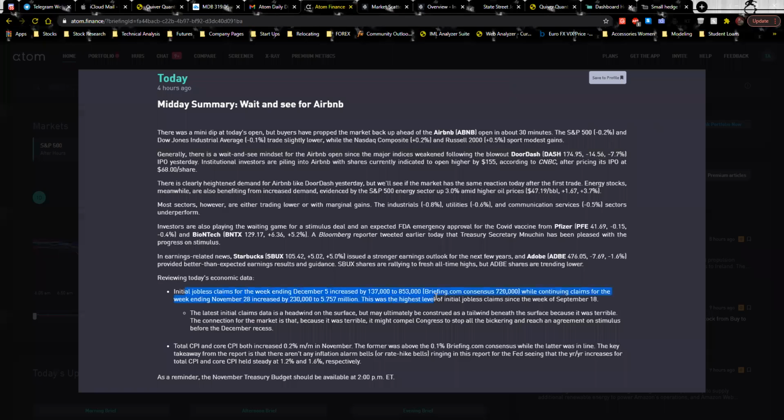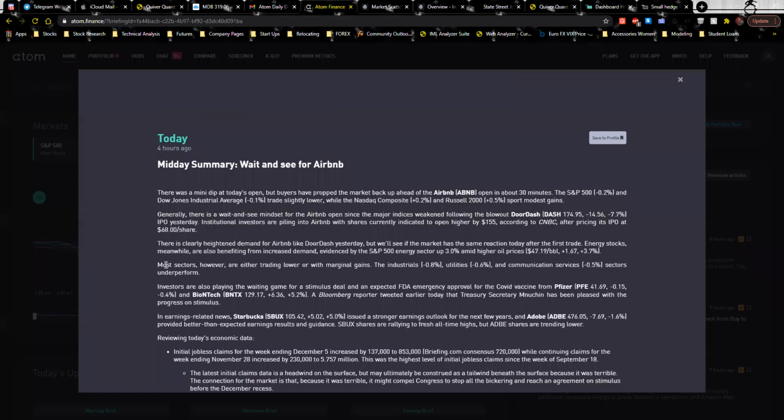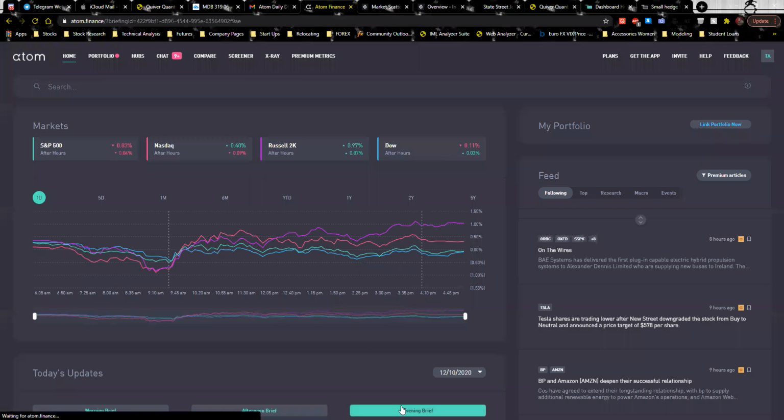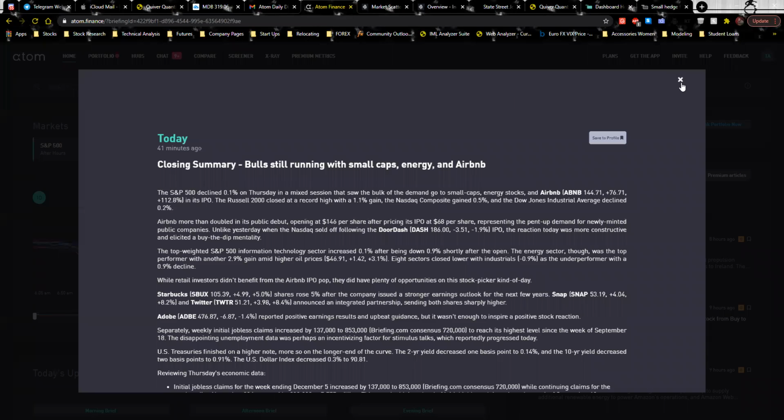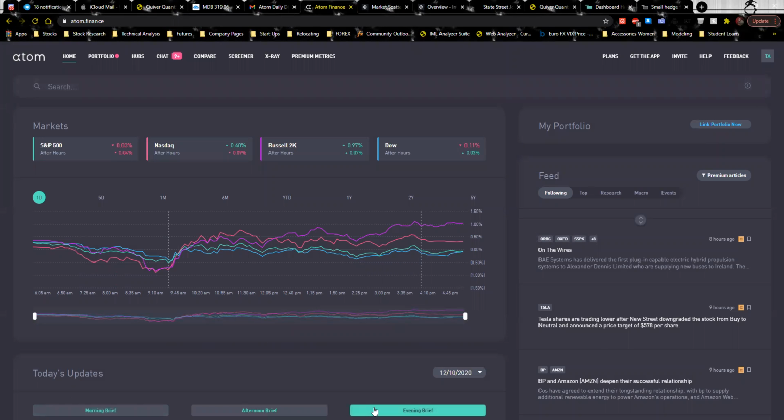So for instance, like the initial jobs claim one. There's something about Starbucks, it's just sort of guidance, earnings outlook. And Adobe provided a much better earnings report with guidance as well. Shares are trending lower for Adobe, but Starbucks is just rallying to all time highs. So just nice to give you really high level information. Same thing with the evening brief. Same thing here too as well. Usually the morning is longer and the evening is longer.